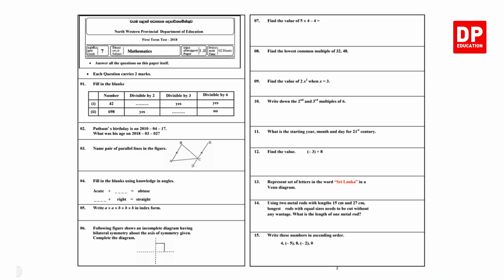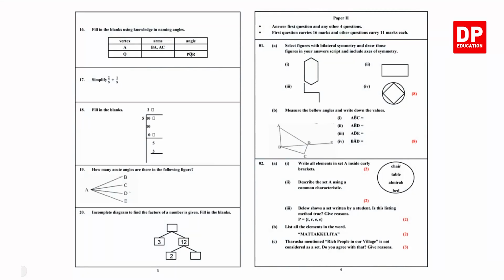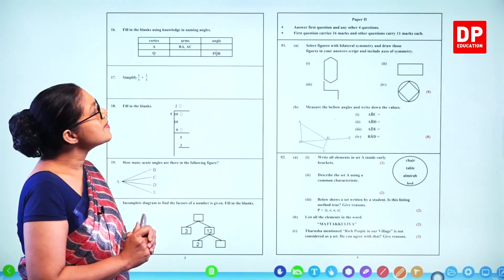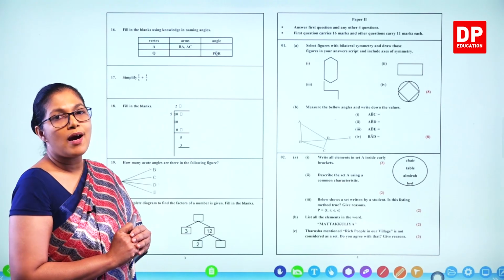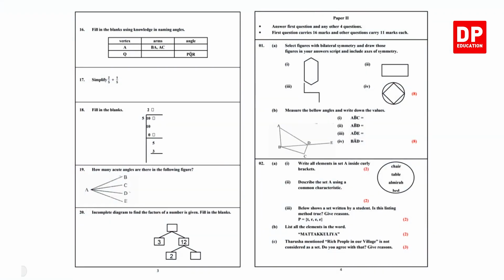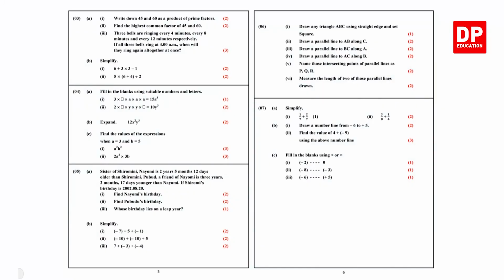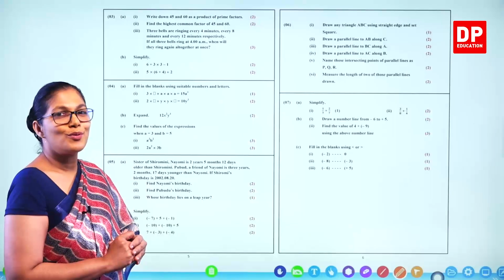Questions 1 to 6, then 7 to 15, 16 to 20. Then paper 2. Answer the first question and any other 4 questions. The first question gets 16 marks and any other question 11 marks each. Question number 1, 2, 3, 4, 5 and then 6 and 7. Let's do this paper now.